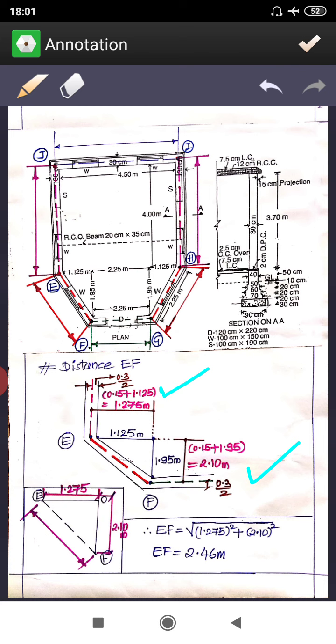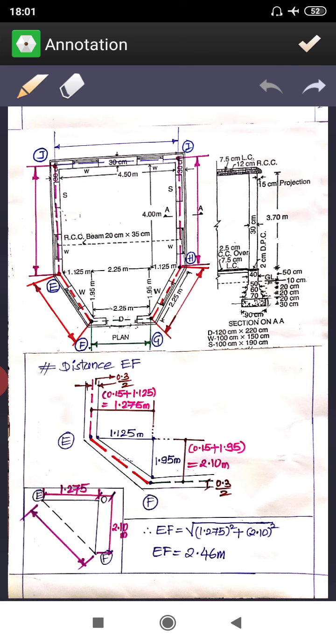Now you can easily get the EF. Further to clarify that, I have drawn this figure here. Now you can see this, right? So I have taken EO and FO, so I am having a triangle EOF. In this triangle, EO is 1.275 and FO is 2.10. You can easily get the EF value.